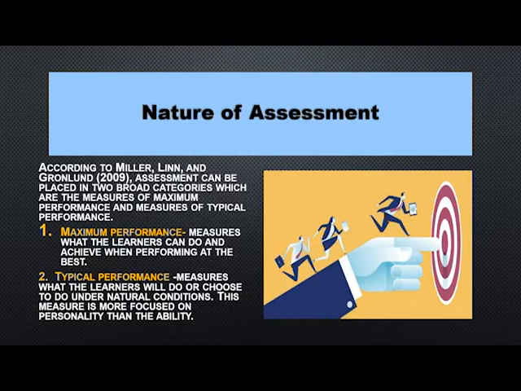Okay? So according to Miller, Linn, and Gronlund, 2009, assessment can be placed into broad categories, which are the measures of maximum performance and measures of typical performance. What's the difference between the two? Now, maximum performance measures what the learners can do and achieve when performing at their best.